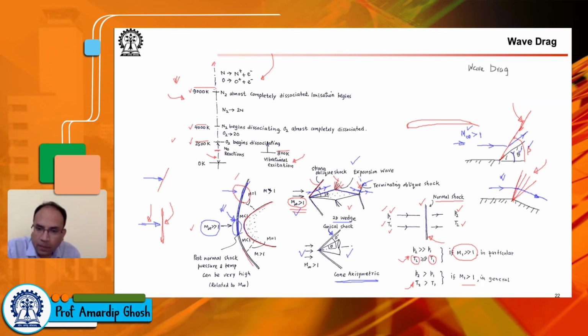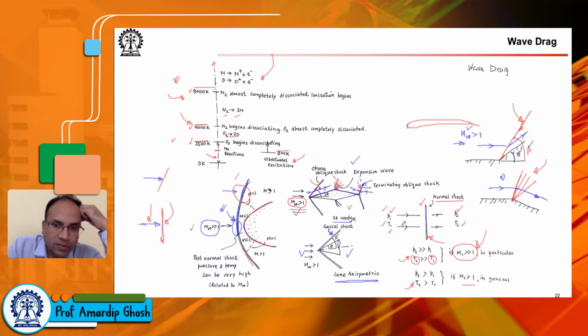And you can see that for these very high supersonic flow fields across a normal shock, your T2 can actually become extremely high. If it becomes high enough to cross 2500 Kelvin, oxygen will start dissociating into oxygen atoms. Around 4000 Kelvin, if this shock has occurred at a high enough free stream Mach number to cause T2 to be in this range above 4000, nitrogen will now start dissociating into atomic nitrogen.